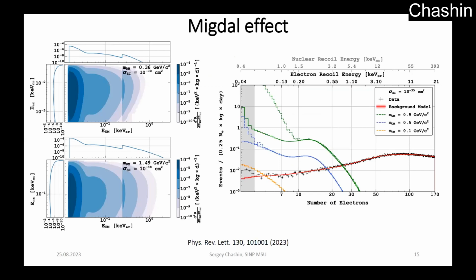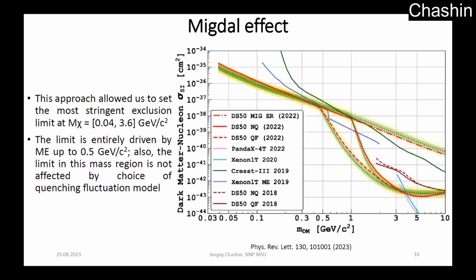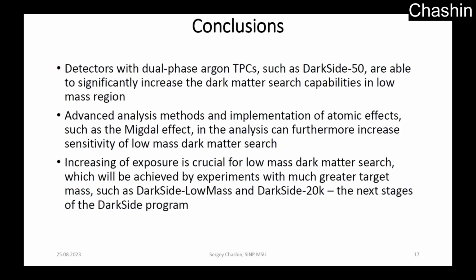So here are the differential ionization spectra calculated for different dark matter masses for the Migdal effect. And for the results, as shown in red, this approach allowed us to set the most stringent exclusion limit for the dark matter nucleon interaction cross section between 40 mega-electron volts and 3.6 giga-electron volts. It should be noted that the limit is entirely driven by the Migdal effect up to 0.5 giga-electron volts, and the limit in this mass region is not affected by the choice of quench fluctuation model.